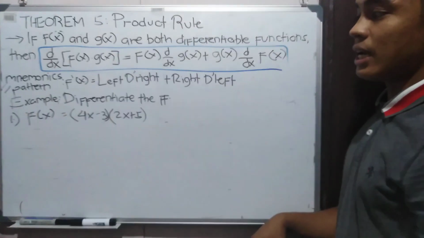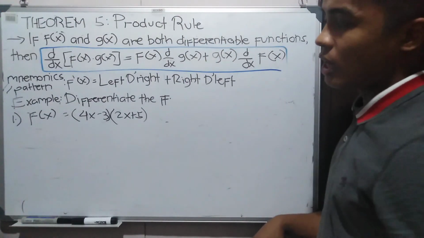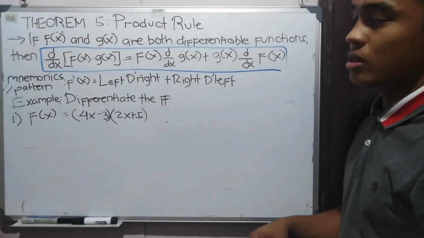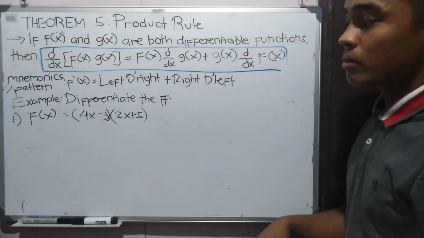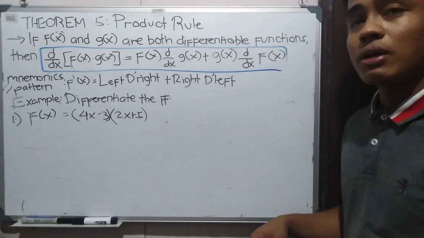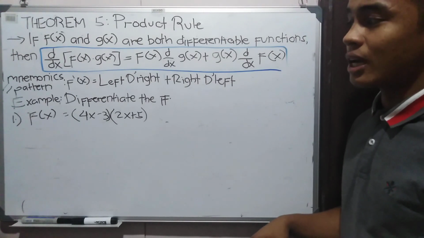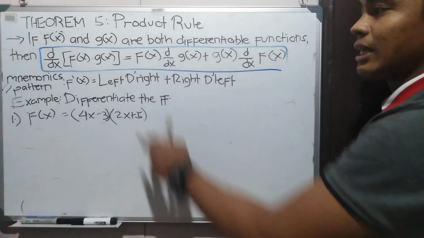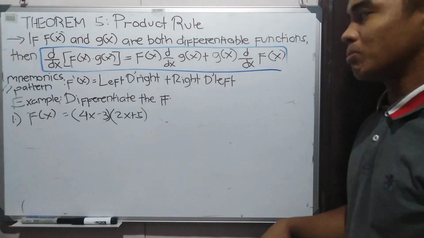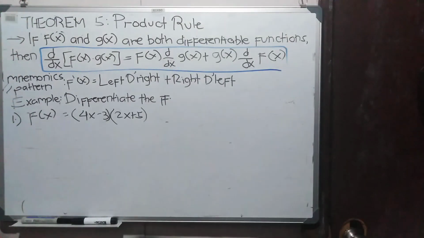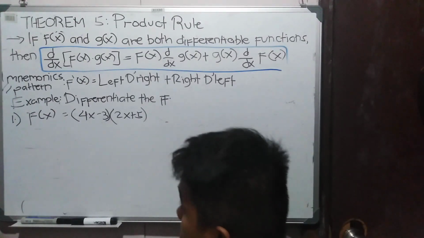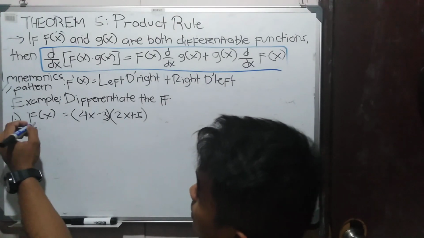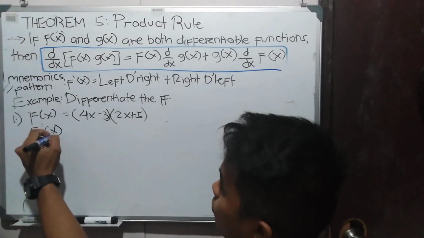Okay, so para mas maintindihan natin, i-apply natin siya. Okay, so example, let us differentiate the following. First, we have f of x is equal to the quantity 4x minus 3 times 2x plus 5. So again, kailan natin malalaman kung product rule yung gagamitin natin? Of course, meron tayong dalawang quantity na nag-i-imply ng multiplication. So apply natin. Next natin, we have left the right plus right the left. Okay, since ang given natin na function ay naka-express as f of x, so ang gagamitin natin na notation ay si f prime of x.